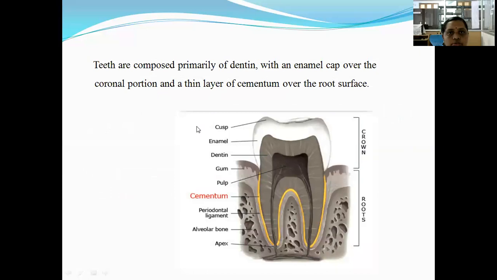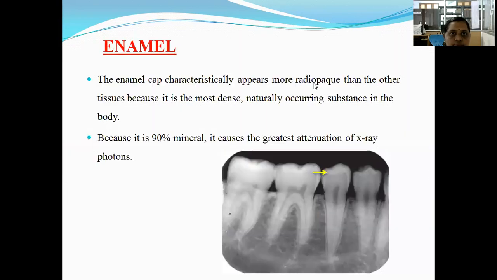The teeth are composed primarily of dentine with an enamel cap over the coronal portion and a thin layer of cementum over the root surface. So this is the enamel cap, the dentine, the pulp, and the thin layer of cementum. We will see in detail all these structures.